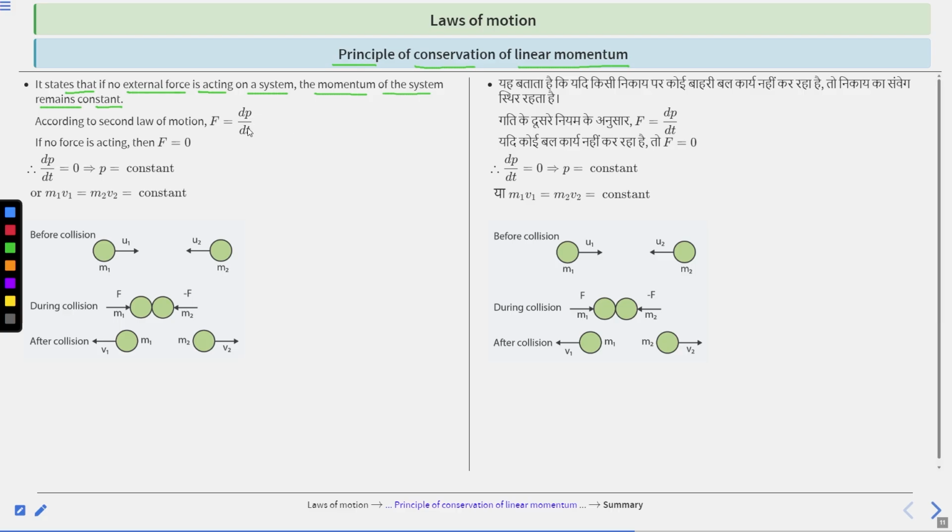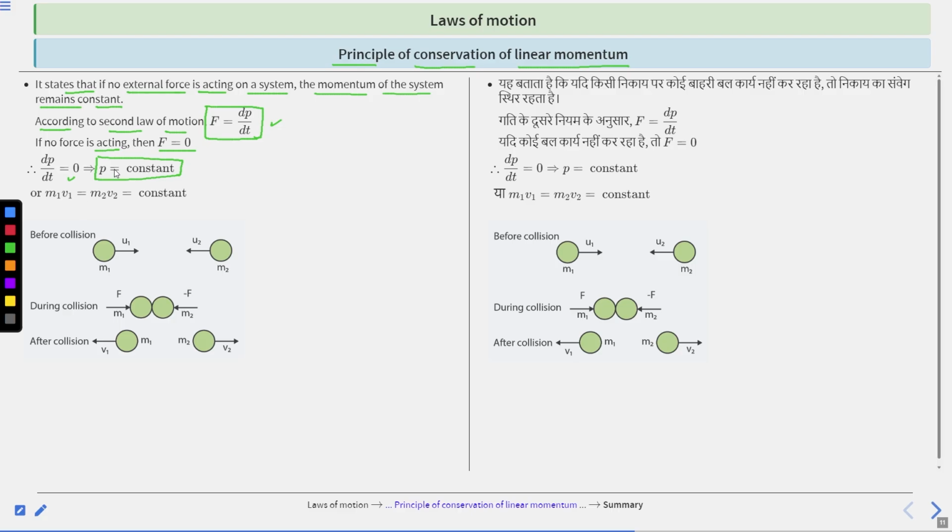We already learned, according to the second law of motion, that F is equal to the rate of change of momentum, dp upon dt. If no force is acting, then F equal to 0, so dp upon dt is equal to 0. So p becomes constant. Clear? So m1 v1 is equal to m2 v2.